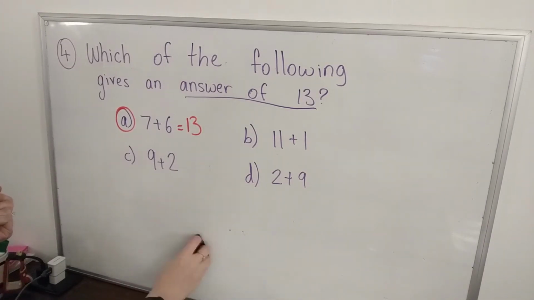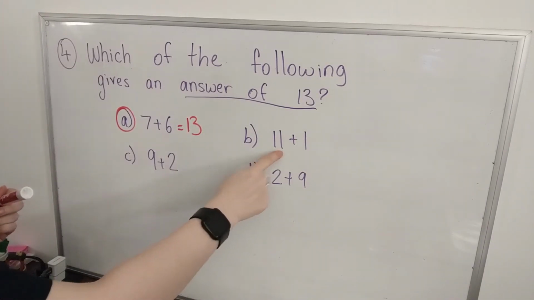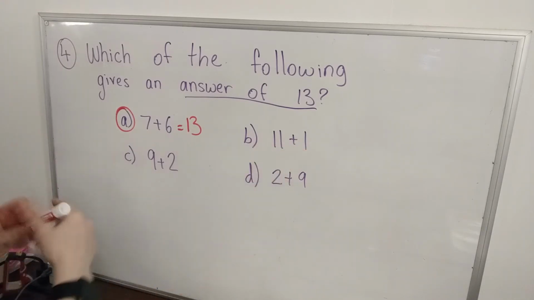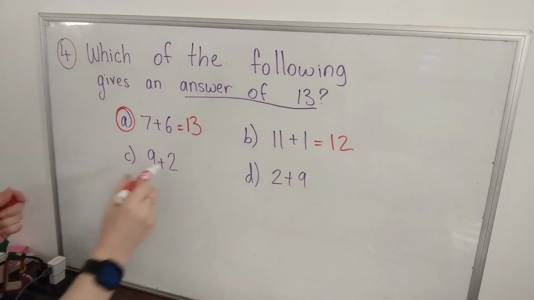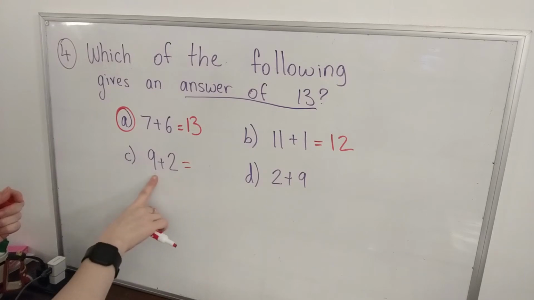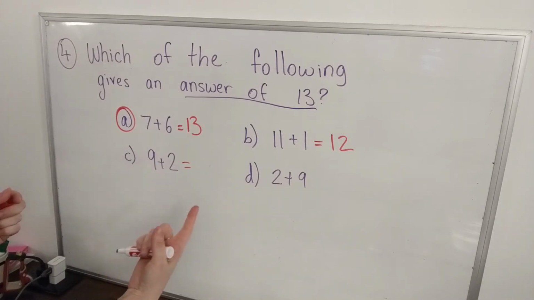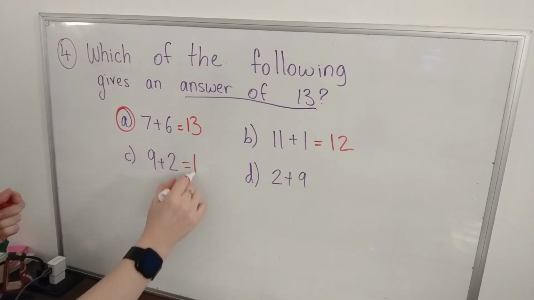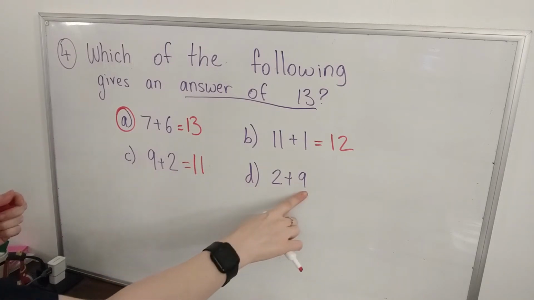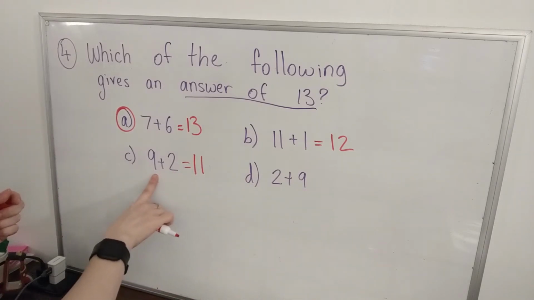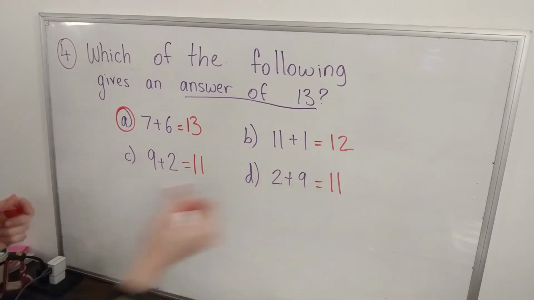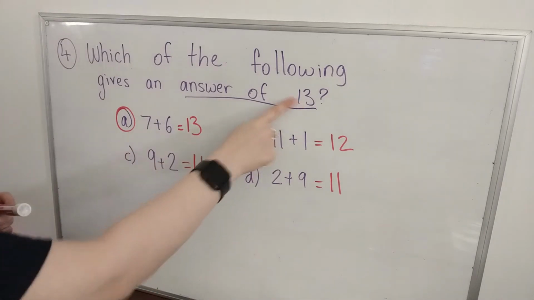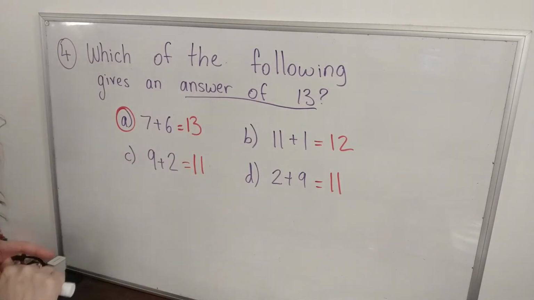Let's look at letter B. It says 11 plus 1 more. 11 in my head, what's 1 more? 12. That was an easy one. 9 plus 2. 9 in my head. 10, 11. 2 plus 9. Ooh, the same thing. 2 plus 9 or 9 plus 2. So this is also 11. Looks like we were right. That was the only one that has a 13.